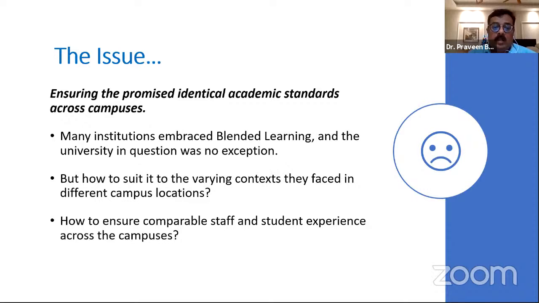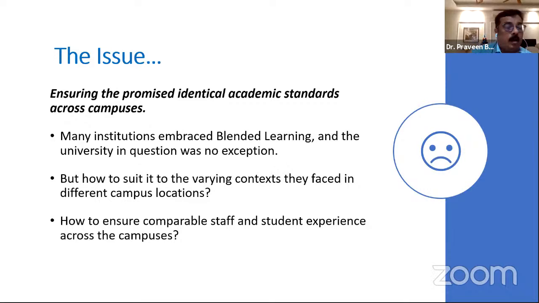But the issue we faced was how to suit it to the varying contexts they faced in different campus locations. To give you a very simple example, 3 of our main campuses are in Scotland, Dubai, as well as here in Malaysia. What happened is that when the Scottish campus was closed, the Malaysian campus was closed for a period of time, but the COVID numbers went down.